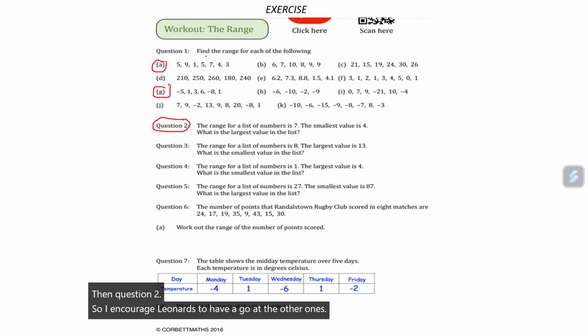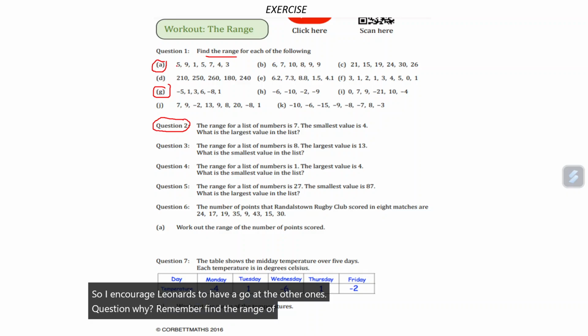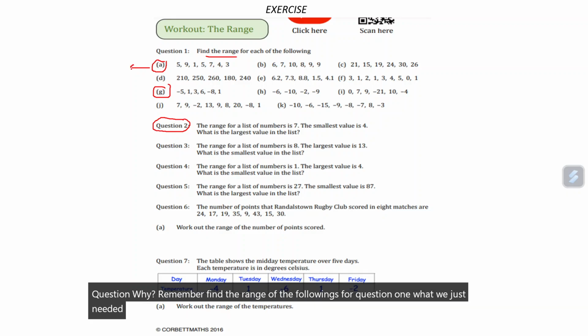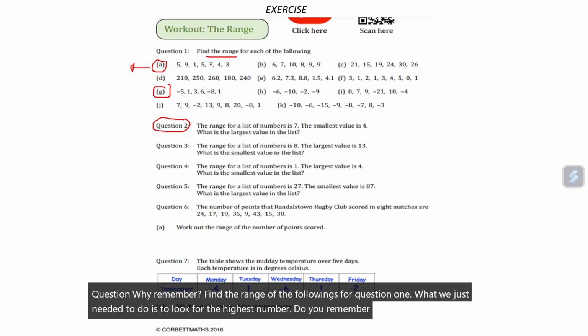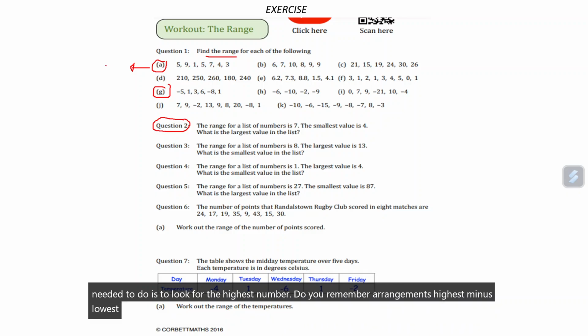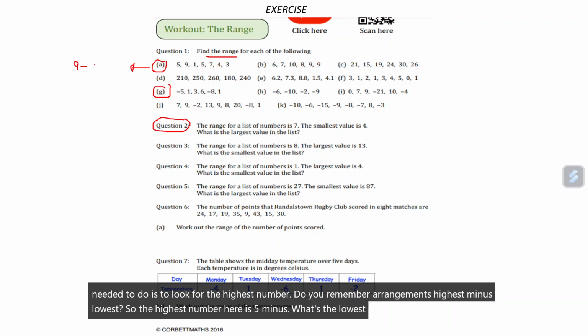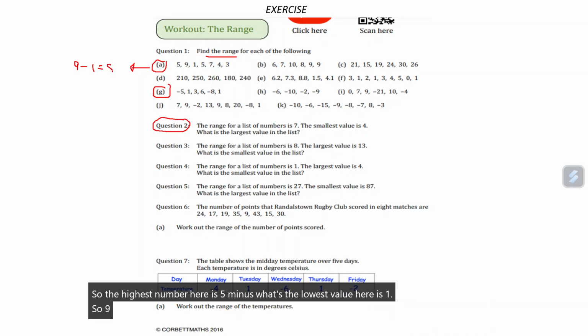Question 1. Remember, find the range of the following. For question 1, what we just needed to do is to look for the highest number. Remember, range means highest minus lowest. So the highest number here is 9 minus, what's the lowest value here is 1. So 9 minus 1 will give us 8, which is correct.